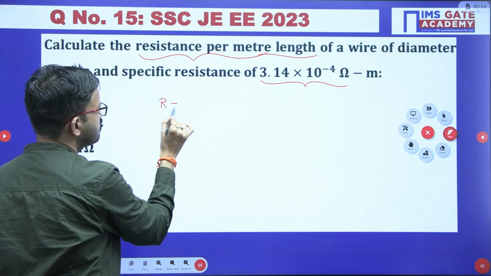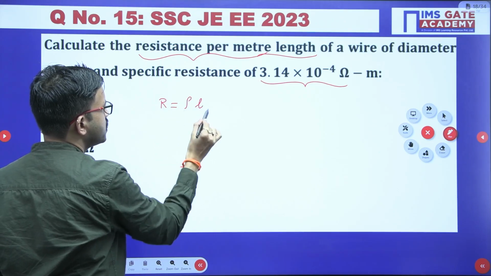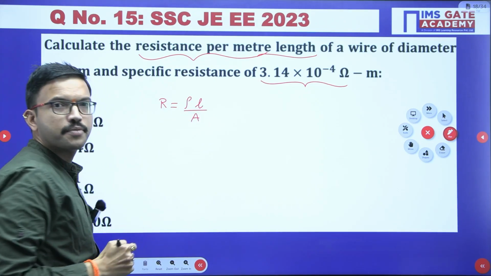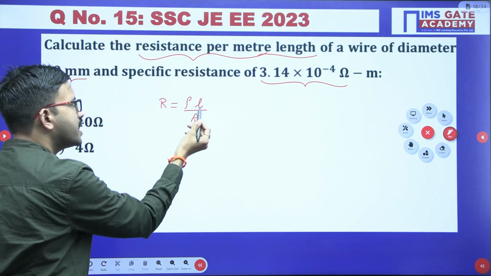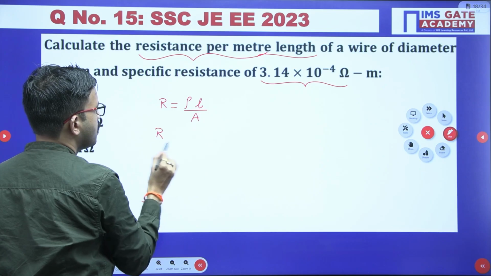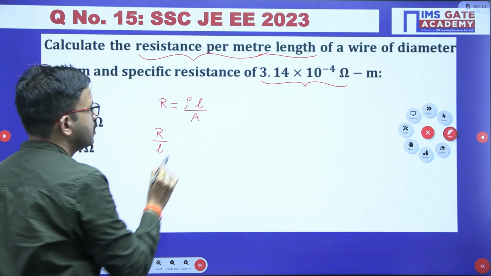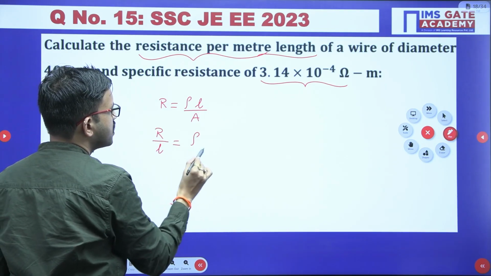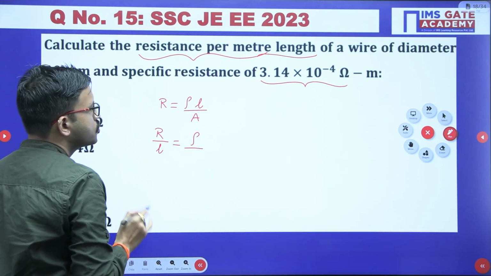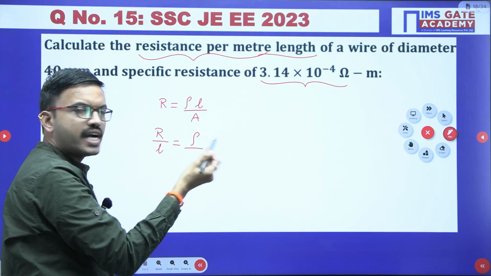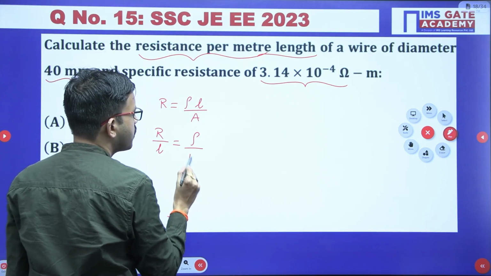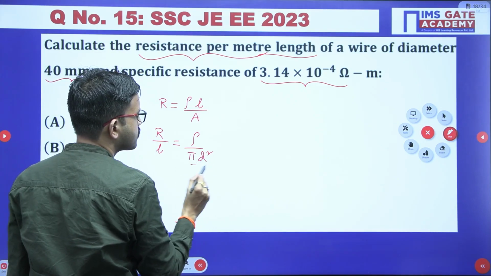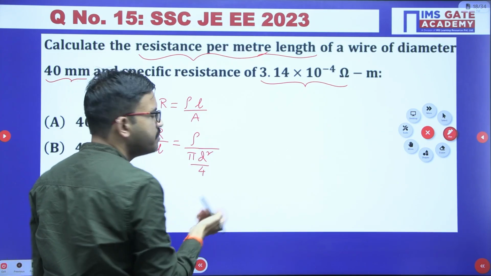R equal to rho L by A. In this question, they are asking resistance per meter length, right? So this length you can consider on this side, R by L, and here rho divided by A. Area is nothing but pi r square, and since they have given diameter, you can write another formula, pi d square by 4, because r is nothing but d by 2.